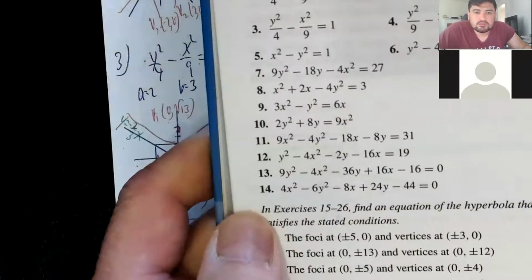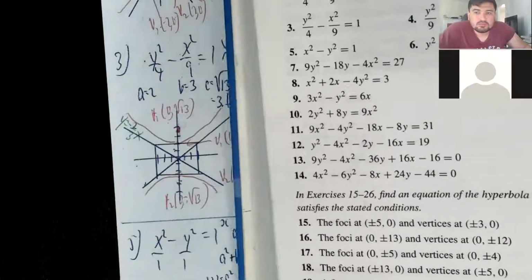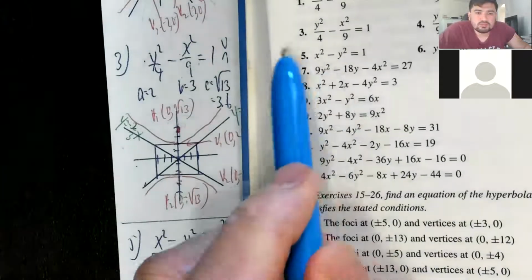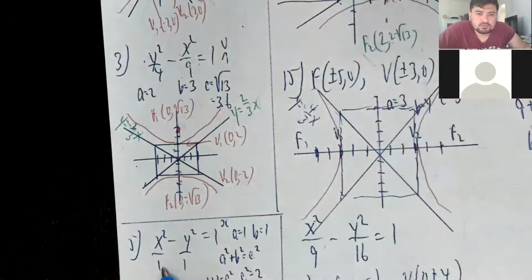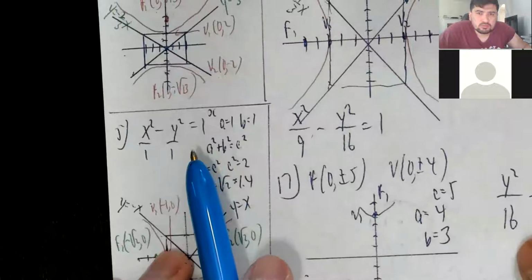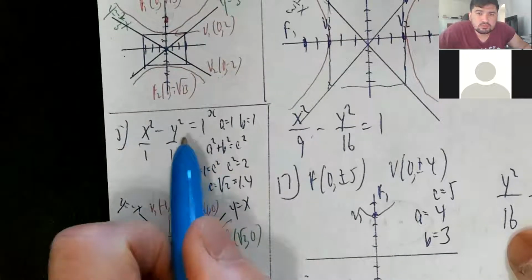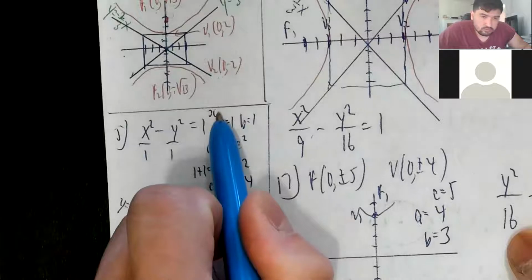Okay, number 5: x squared minus y squared equals 1. Even though they don't give it to you like that, I'm going to put over 1. X squared is the same as x squared over 1. Likewise, y squared over 1 equals 1. And x is positive, y is negative. It goes like this.